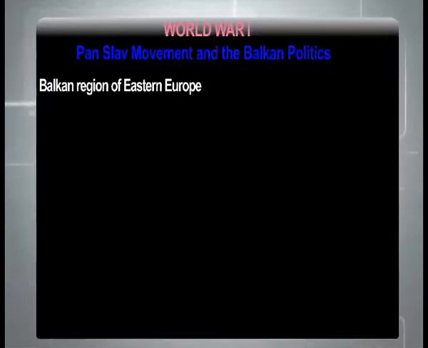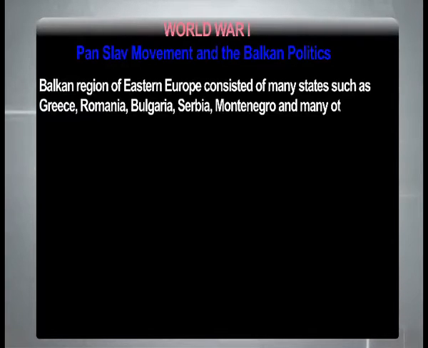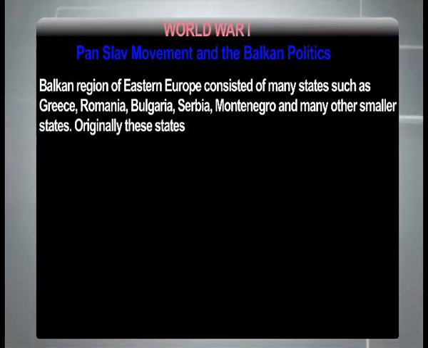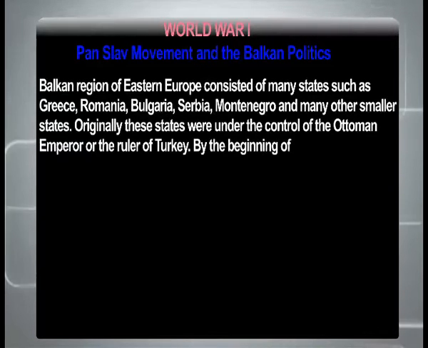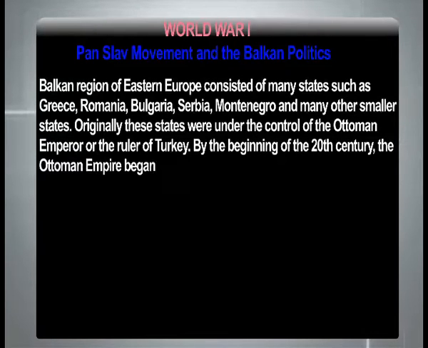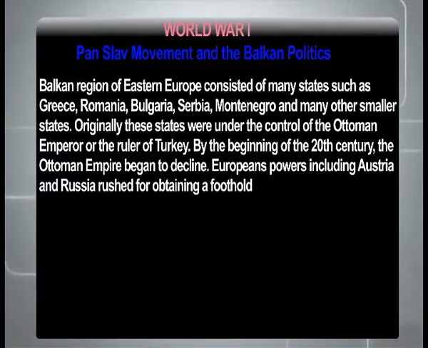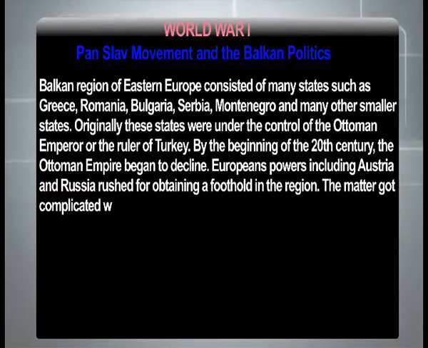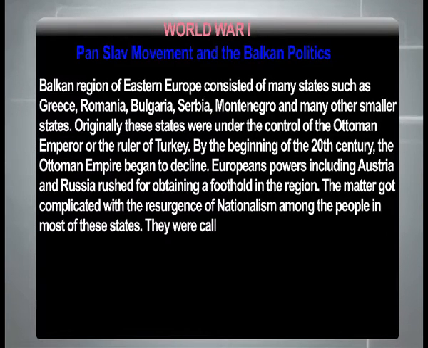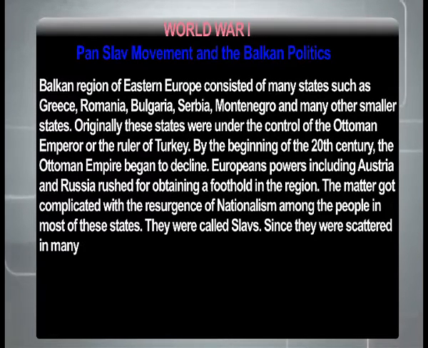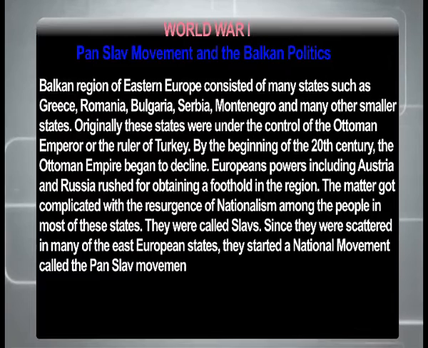Balkan regions of Eastern Europe consisted of many states such as Greece, Romania, Bulgaria, Serbia, Montenegro, and many other small states. Originally, these states were under the control of the Ottoman Emperor or the ruler of Turkey. By the beginning of the 20th century, the Ottoman Empire began to decline. European powers, including Austria and Russia, rushed for obtaining a foothold in the region. The matter got more complicated with the resurgence of nationalism among the people in most of these states. They were called Slavs. Since they were scattered in many of the East European states, they started a national movement called the Pan-Slav movement.